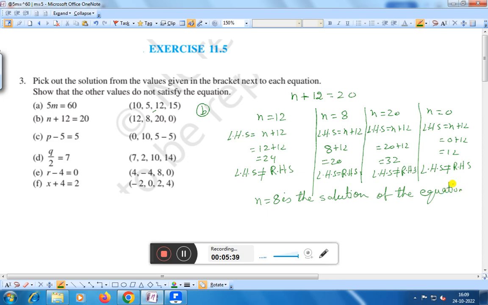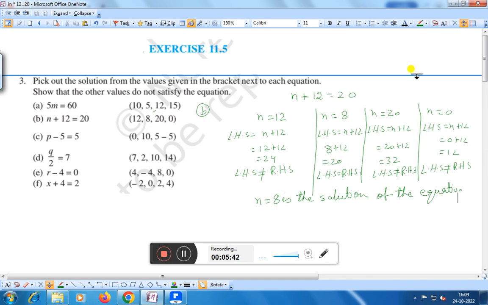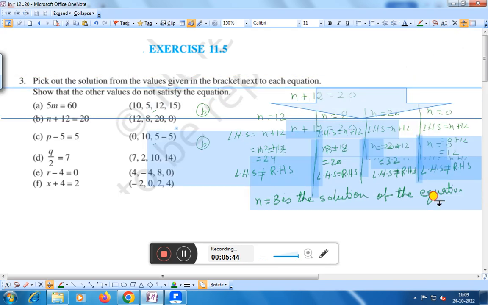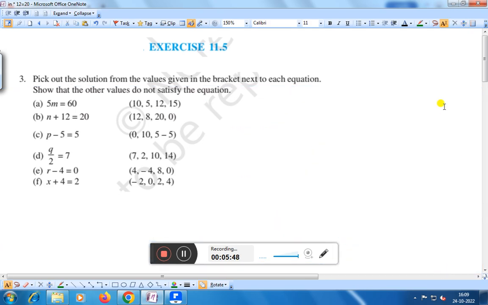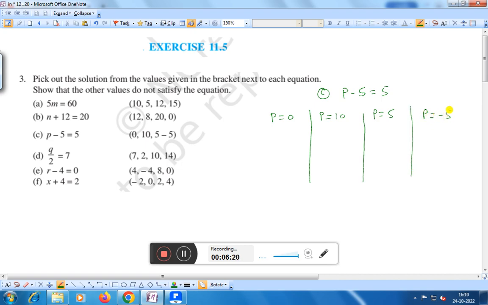Now, we shall do question number C. What is question number C? Question number C is P minus 5 is equal to 5. Here we take the value of P as 0, then P is equal to 10, then P is equal to 5, and the last one is P equal to minus 5.